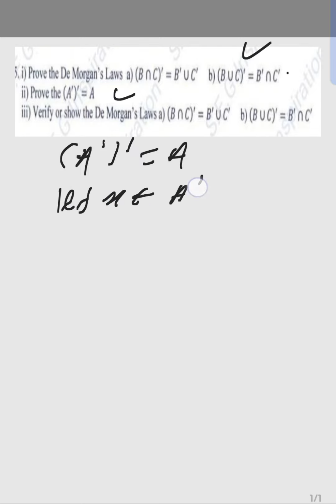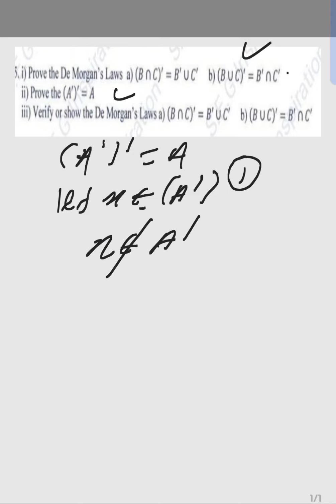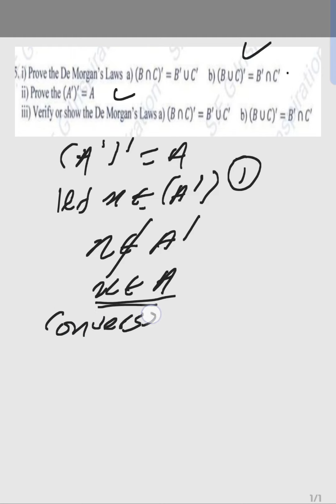So let's now do this one where we have A complement complement equal to A, isn't it? So I'm going to say let x be a member of A complement complement, right? Now, as I said earlier, I cannot go further if there is a bracket and the complement here, right? I need to remove this complement. How do I remove this complement? I'm going to change the sign here. I'm going to say x is not a member of A complement. Now, if x is not a member of A complement, it means x is a member of A, right?